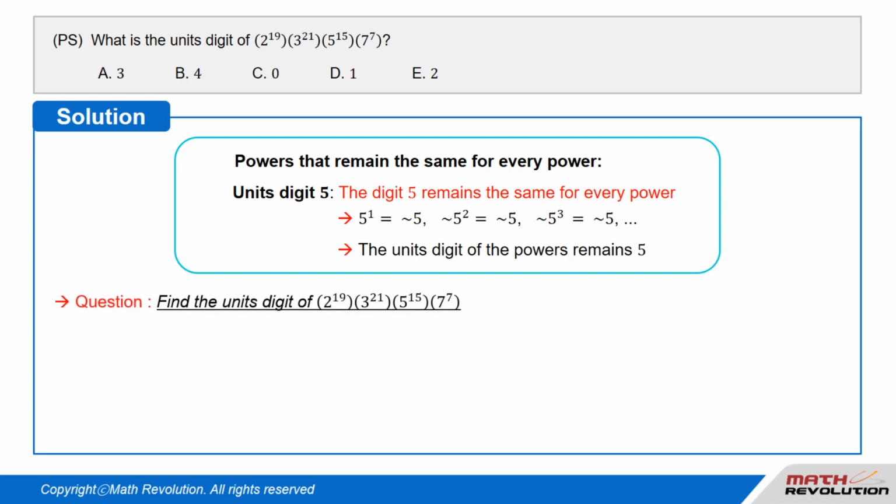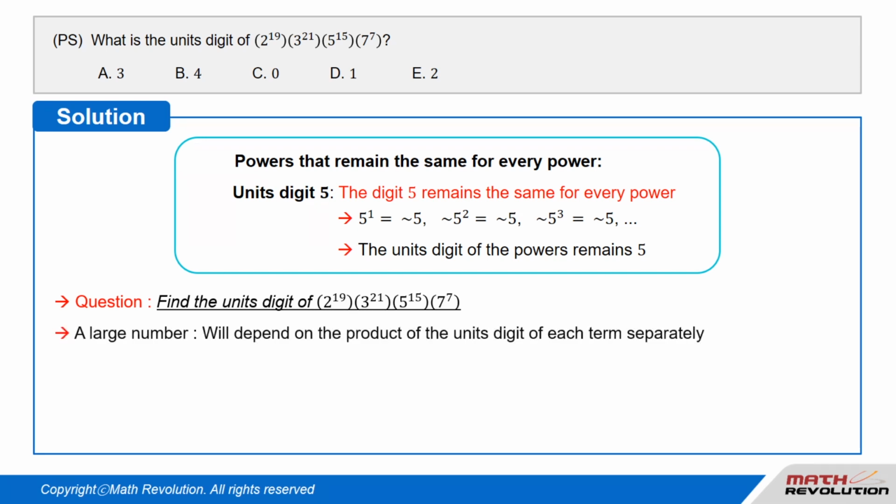We are required to find the units digit of 2 to the power of 19 times 3 to the power of 21 times 5 to the power of 15 times 7 to the power of 7. We have a large number here, which would depend on the product of the units digit of each term separately.